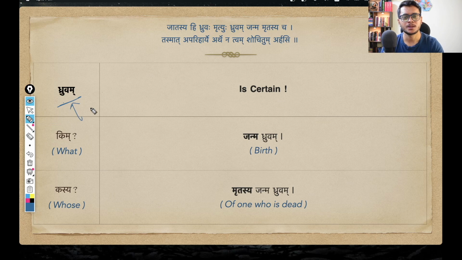Again, we know that this is coming from Dhruva, that means certain. And again, I will ask the question, Kim Dhruvam, what is certain? And the response is Janma Dhruvam. And Janma simply means birth.